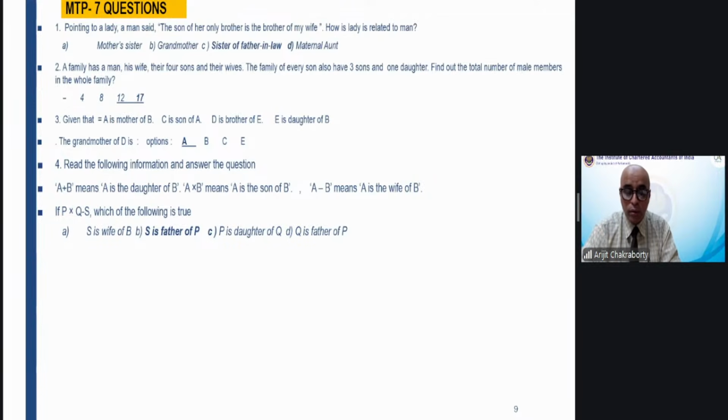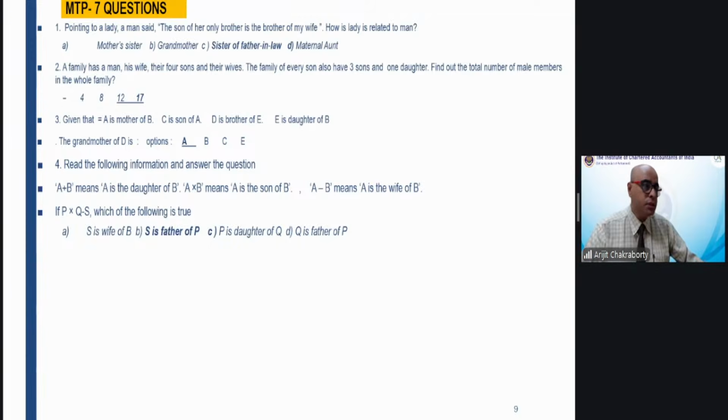That is, Q will be female and S will be male. That is, Q is the wife, S is the husband. After this comes P into Q minus S. A into B means A is the son of B. So P into Q minus S means what? P is the son of both Q and S. That is, P's father is S and mother is Q.